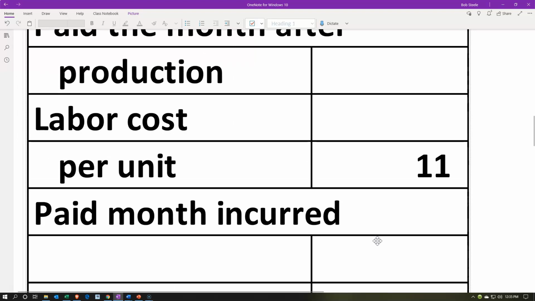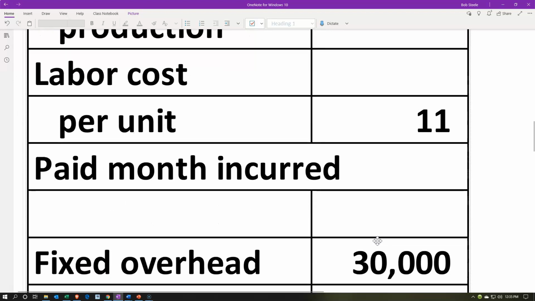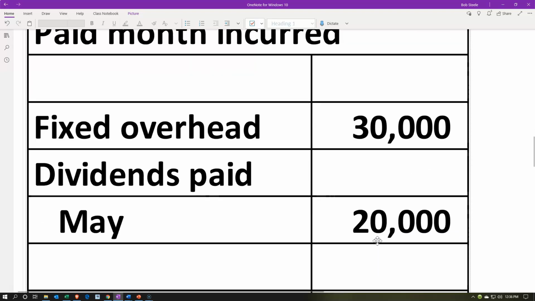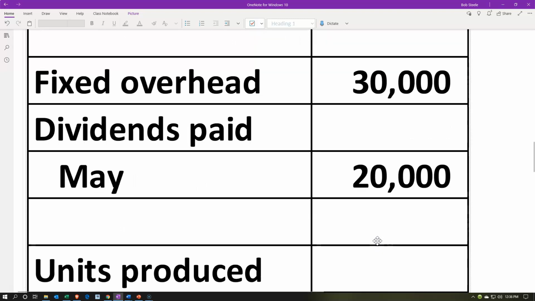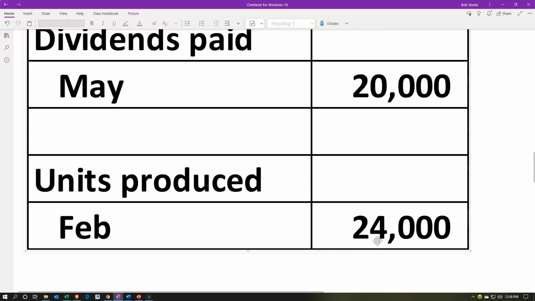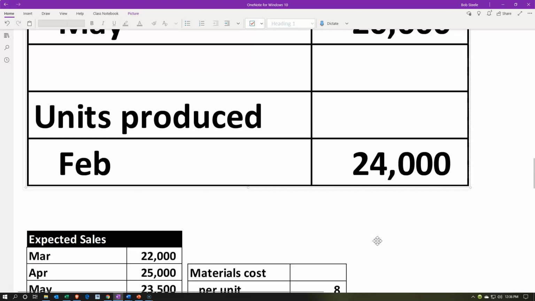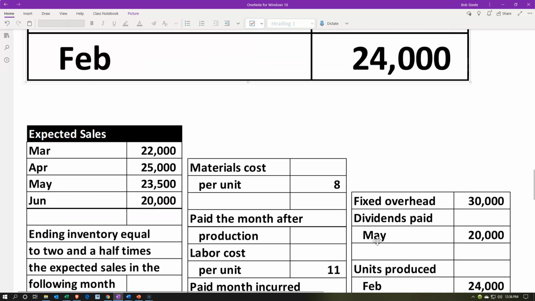So then we have the labor costs per unit are going to be $11. They're paid in the month incurred. We have fixed overheads. You can think of something like the rent that's going to be the same across the time period. That's going to be the $30,000. We have the dividends paid in May. So dividends meaning we have accumulated earnings and we're going to pay some of them out in the form of dividends. Those will be paid in May. 20,000 units produced in February are going to be the 24,000 units that were produced in February.